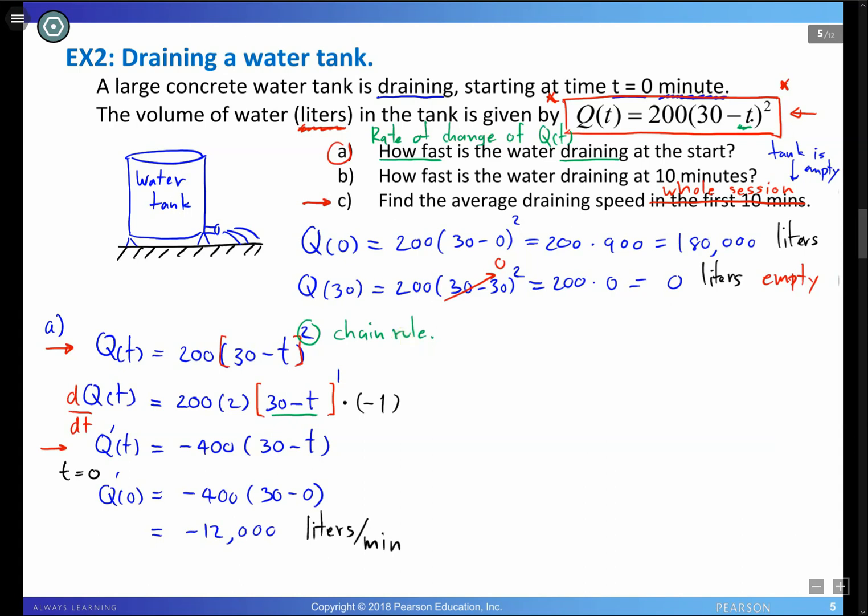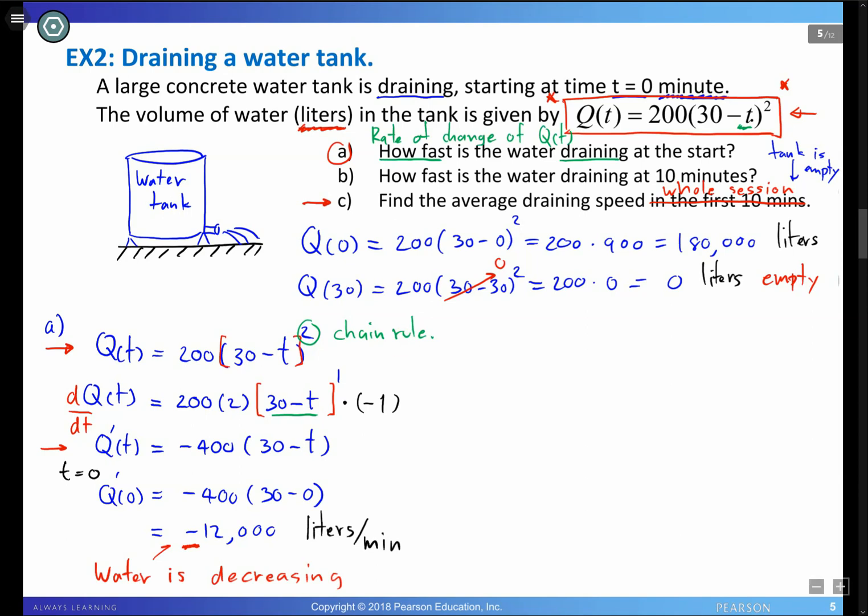So let's take a look at this minus sign right here. What is it telling us? The minus sign tells us that the water is decreasing. So let's make a note right here: water is decreasing with this minus sign. If you have a plus sign, then it's increasing. Now let's move on to part B.